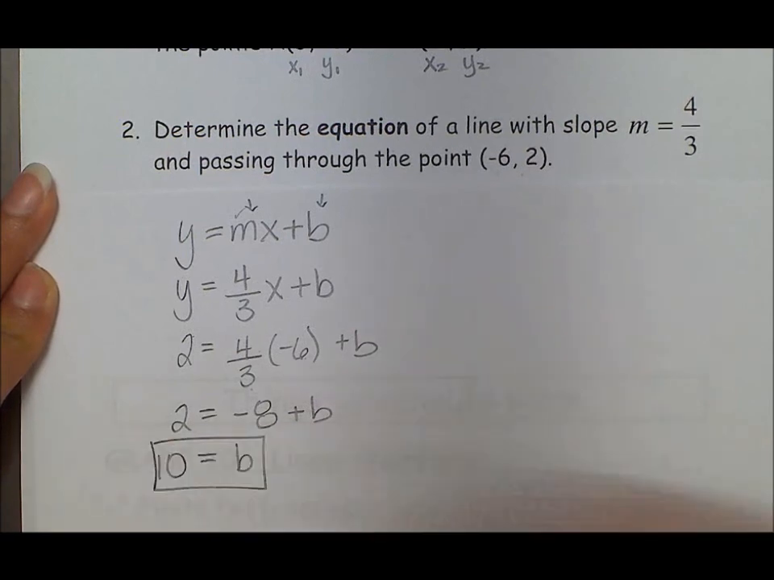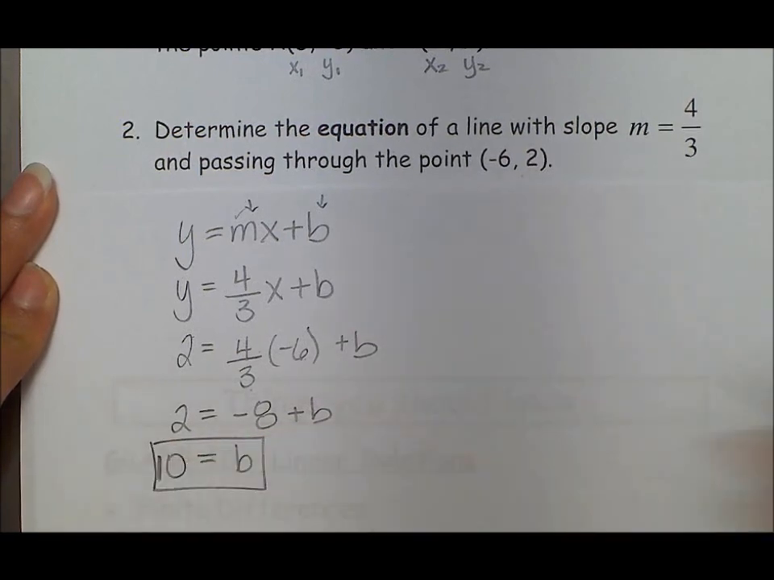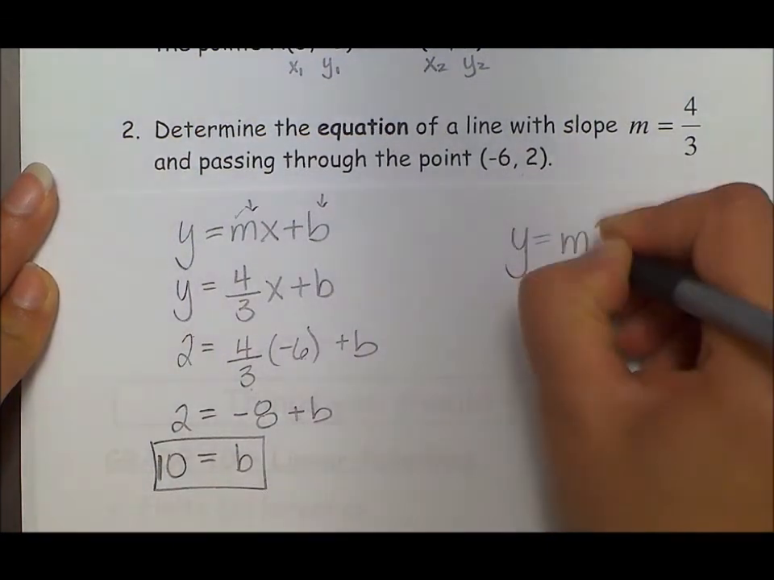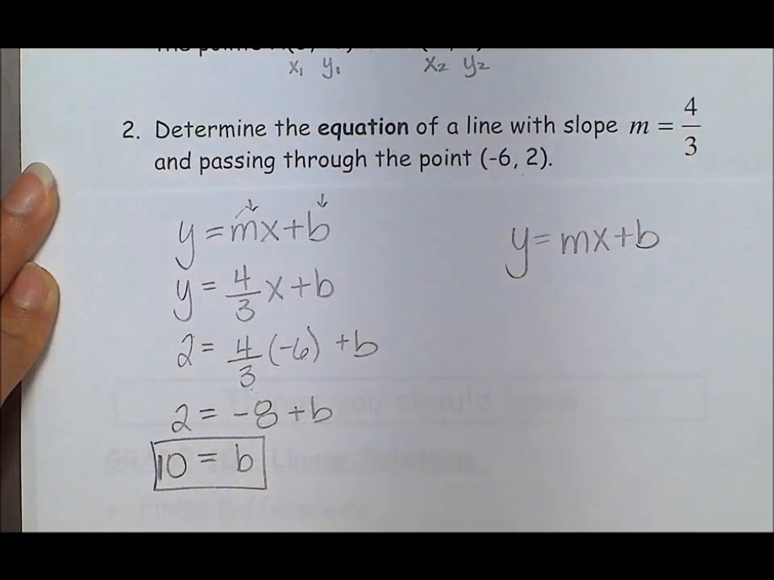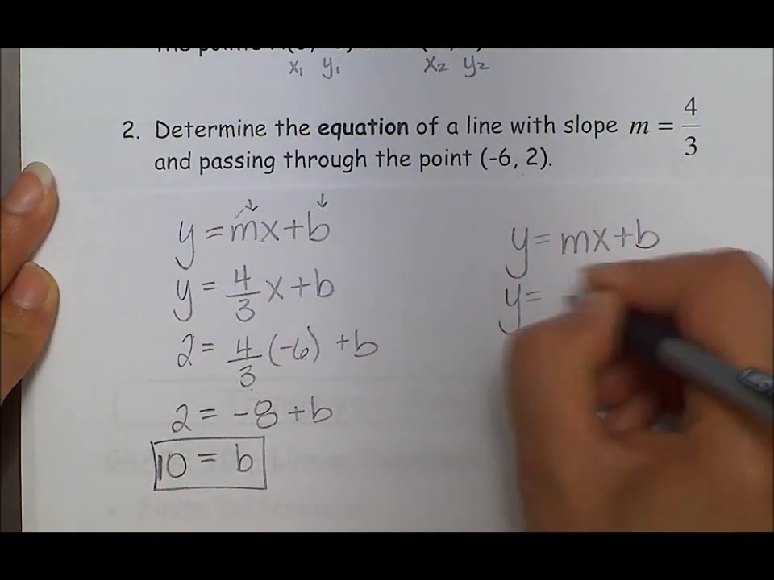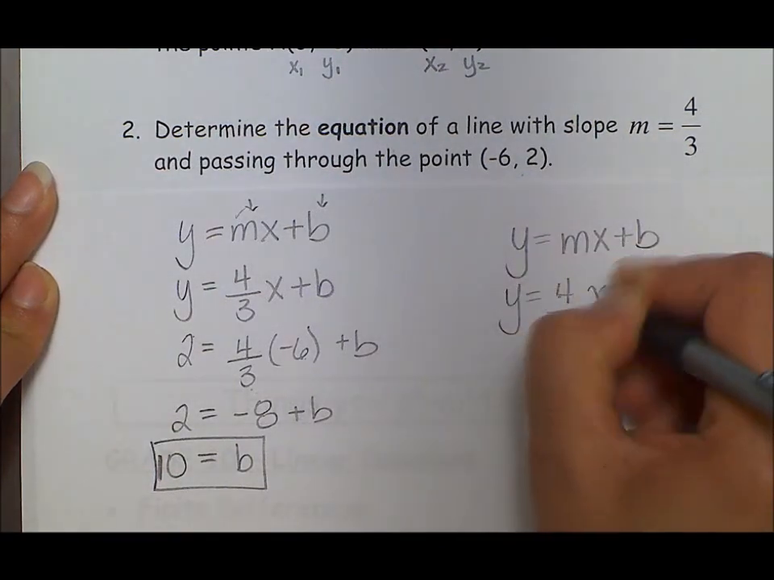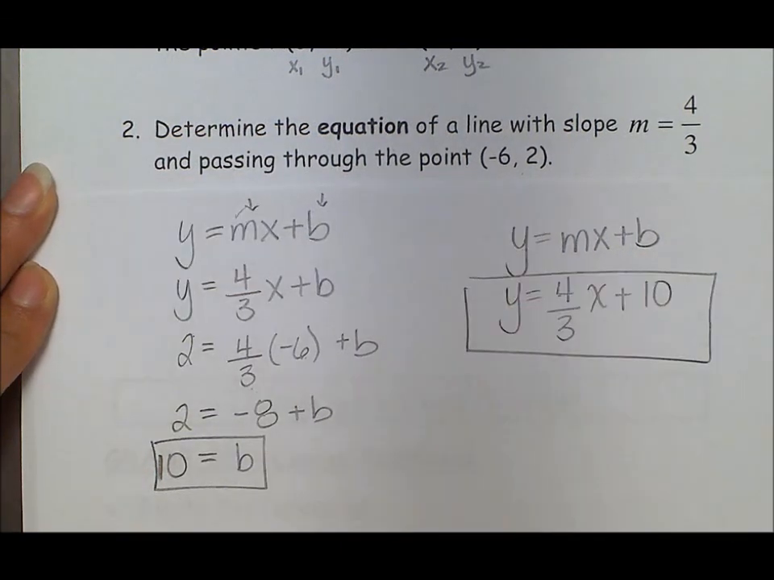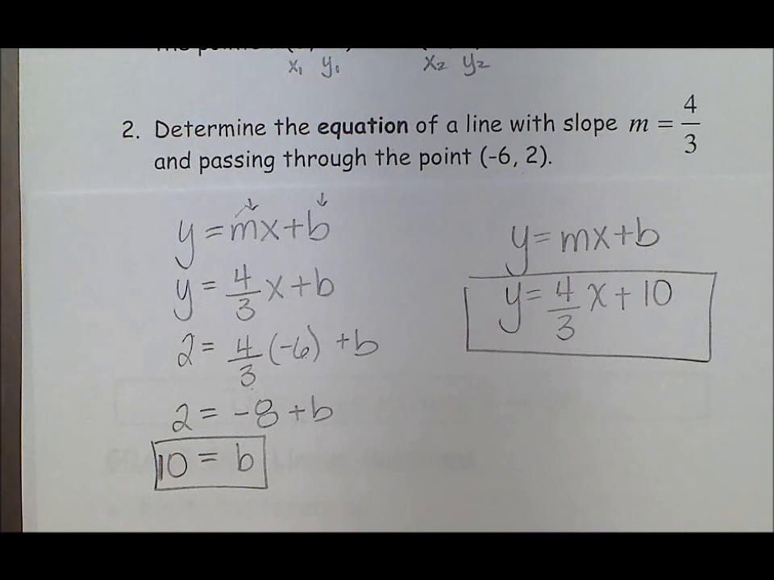So now I have the slope, which was given, and I solved for the y-intercept. If I go back to the slope-intercept equation, I can substitute in the information that I know. The slope is 4 over 3, and the y-intercept was 10. There's how you find the equation of a line, and that's the review of some grade 9 material.